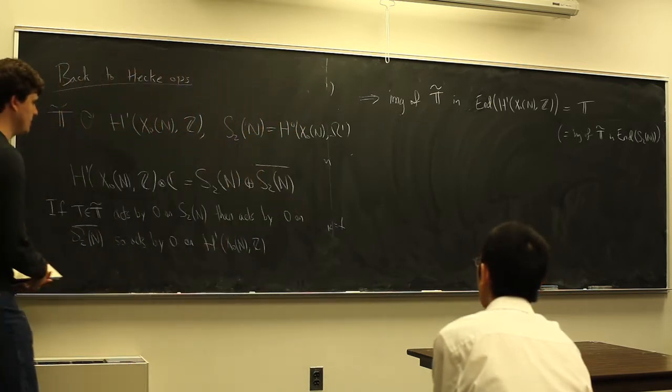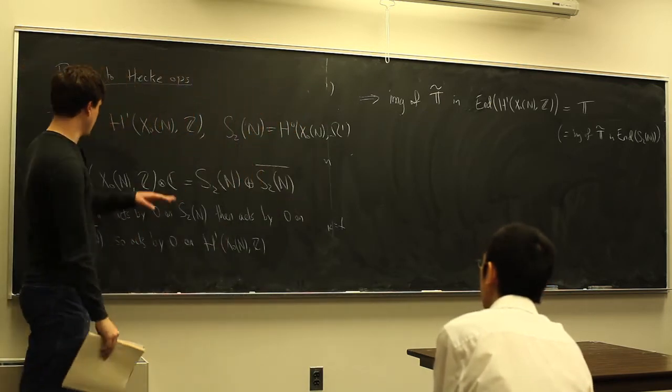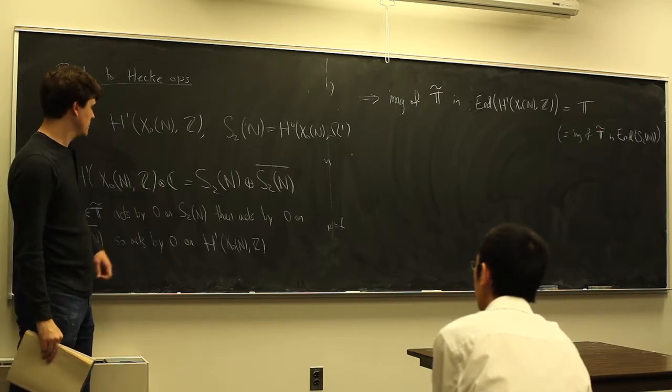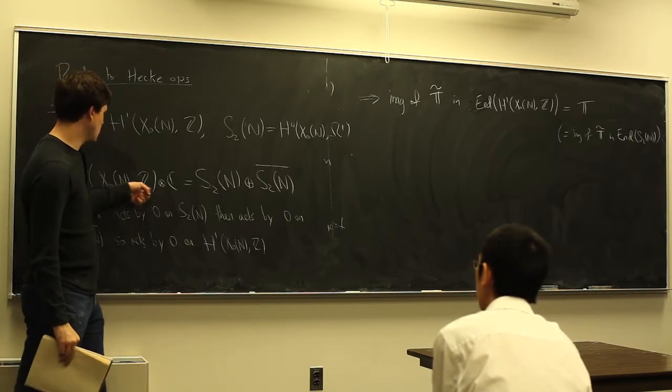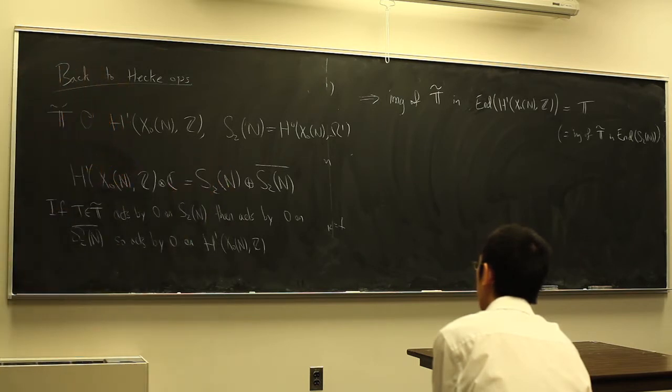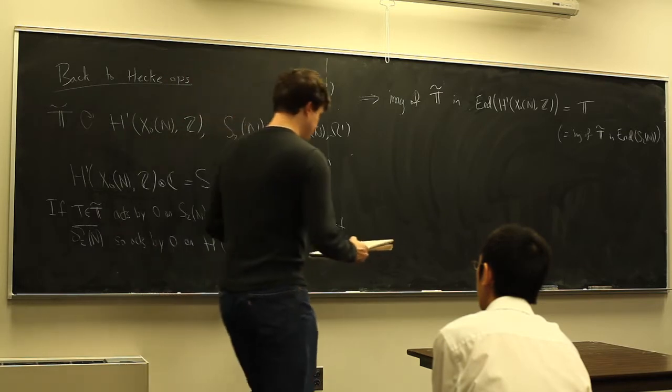Or you could say this another way by saying that our T acting here actually preserves this integral thing that we're getting. And you can take the image of the integral cohomology in this complex space, and T is actually going to preserve it by these compatibilities. And so that tells us some things.